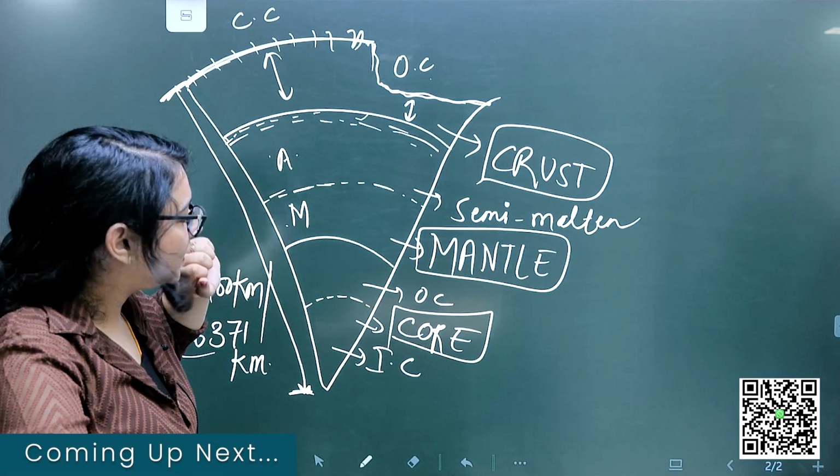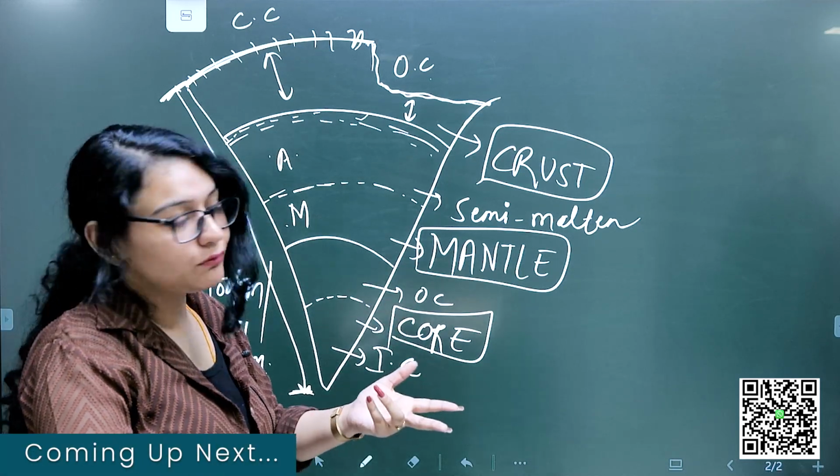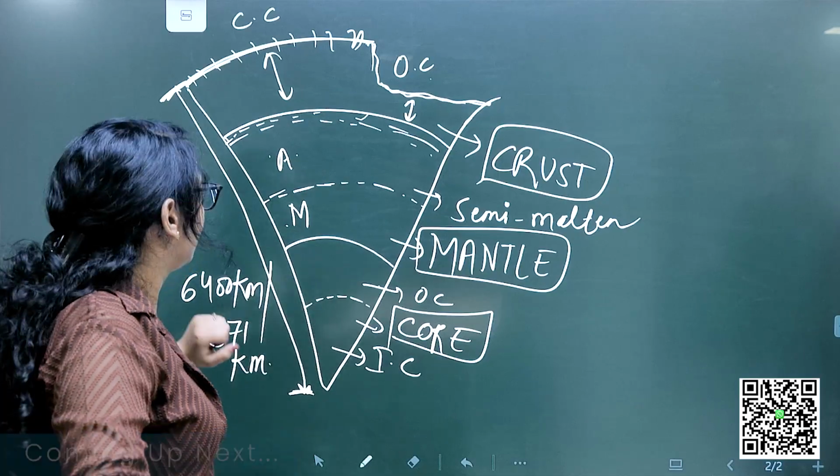Asthenosphere, then mesosphere. If you go with core, then again you have two subparts, outer core and then inner core.